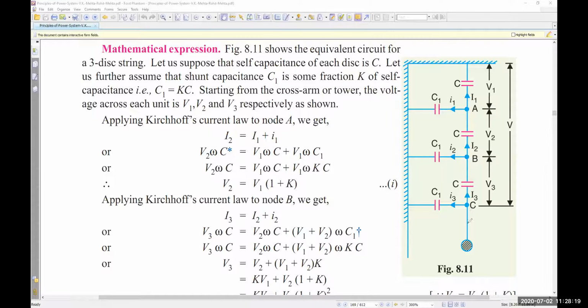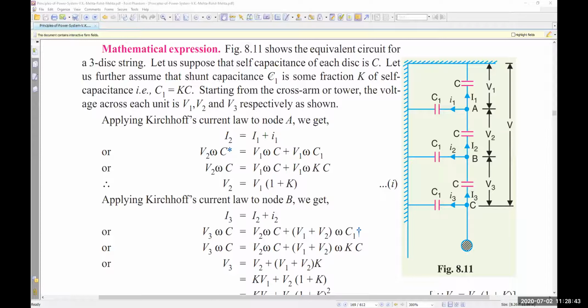Okay. So this current will be called I3. This will be called small i3. This one, through the middle one, is called I2. This one will be called small i2. This one is I1. This one is small i1. This voltage is V1. This voltage is V2. This voltage is V3. In total, they are V. Now, come here.